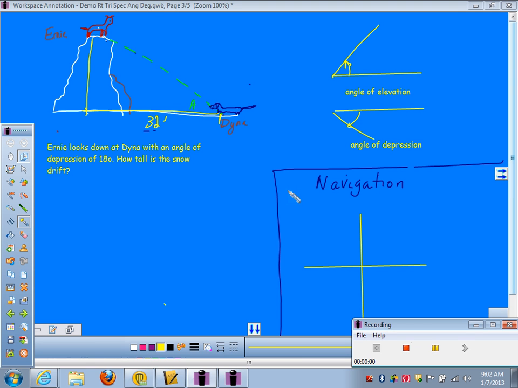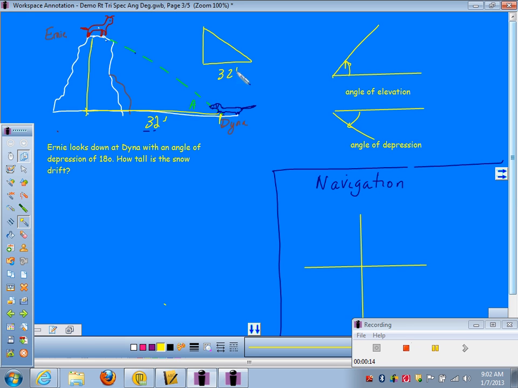So if we go back to Ernie here, and if you don't like the entire diagram, you can just put this into a nice simple right triangle. We know 32 feet. The problem tells us the angle of depression is 18 degrees. Where is the 18-degree angle? That's my question.